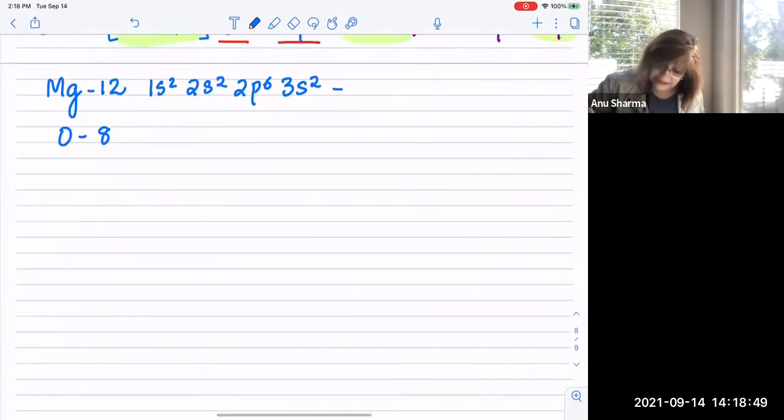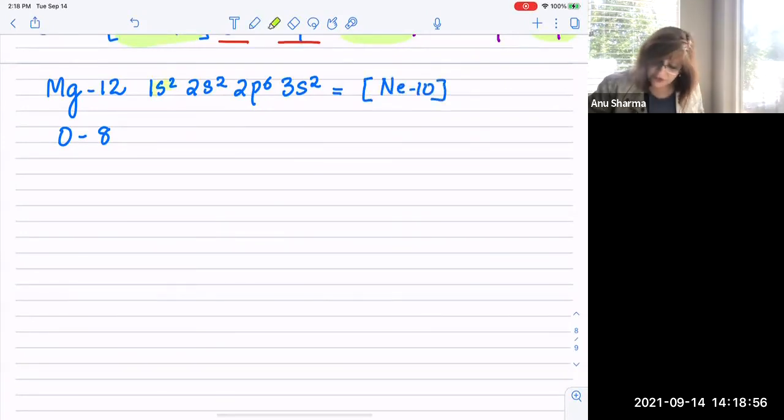That's one thing. And this magnesium can also be written as neon 10, the inner core. This guy is the inner core. 10 electrons are neon. And then the last one is 3s2.